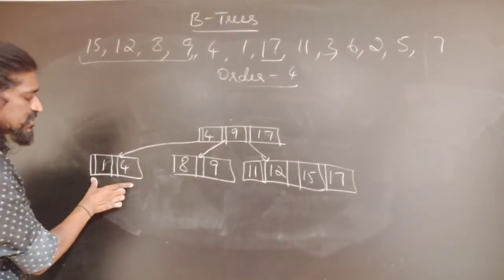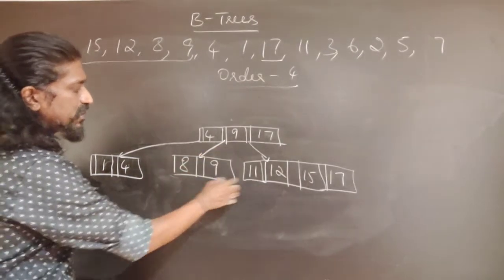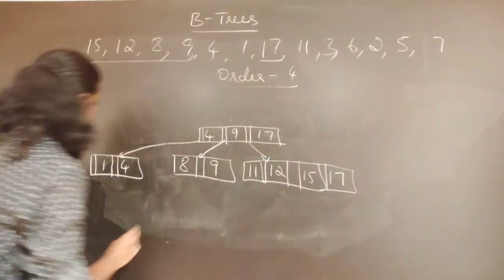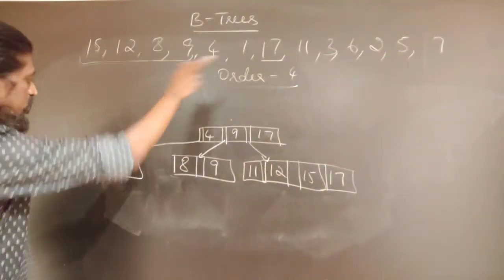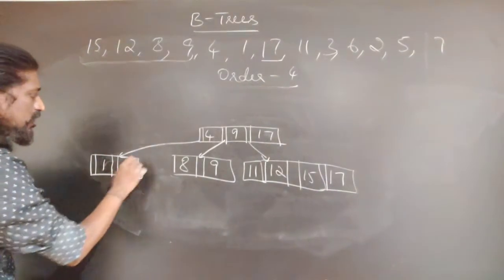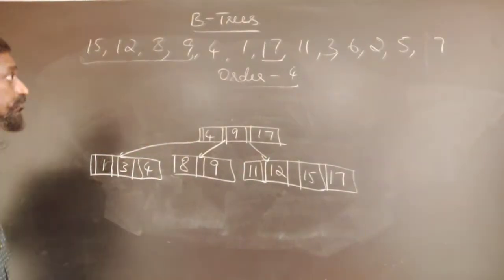If you can check, the B tree properties hold. This should contain keys less than or equal to 4, it is there. Here greater than 4 and less than or equal to 9. Here greater than 9 and less than or equal to 17. Okay, so the properties hold. Now 3 needs to be inserted. Where will 3 come? In between 1 and 4. So therefore, in between 1 and 4, we insert 3.